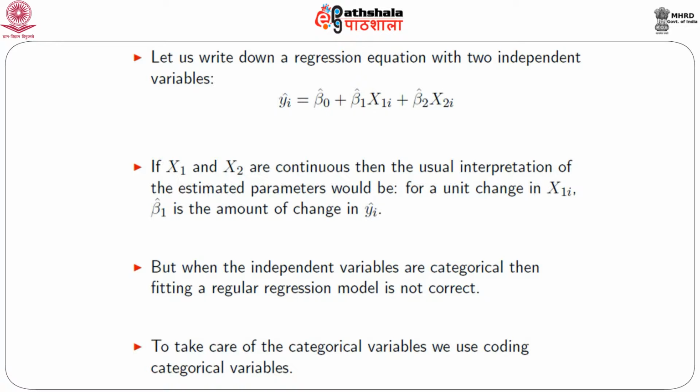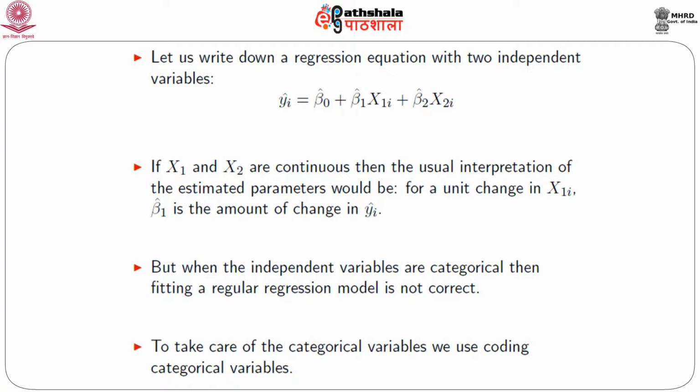Let us write down a regression equation with two independent variables. The dependent variable here is y. So, we write y hat equals beta naught hat plus beta 1 hat x1 plus beta 2 hat x2. Now, if x1 and x2 are continuous, then the usual interpretation of the estimated parameters would be: for a unit change in x1, beta 1 hat is the amount of change in y hat, keeping x2 fixed, and vice versa for x2. But when the independent variables are categorical, then fitting a regular regression model would not be correct.